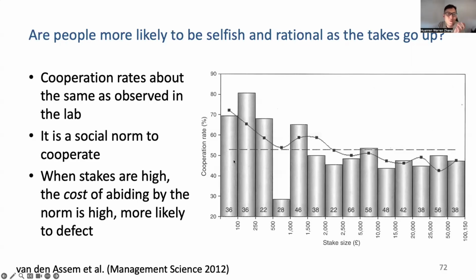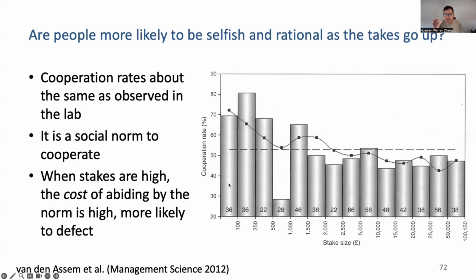And you may be wondering why the cooperation rate is surprisingly high when the stakes are lower. For one thing, this is a TV show, so you still care about your image. Cooperation is a social norm. If you cooperate with others, you'll be considered a good person, for example. And another thing is that on this TV show, the average stakes are several thousand British pounds.